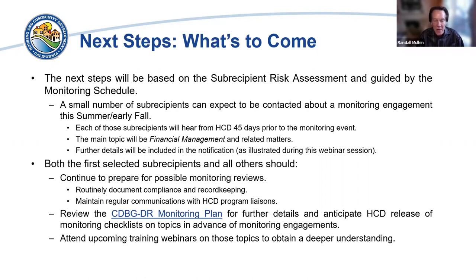As Jared mentioned, there are questions that will come up in the financial management review checklist that trigger looking at national objectives, eligible activities, and so forth. And there will be further details included with the notification, as I illustrated earlier. Both those first selected subrecipients and others should continue to prepare for possible monitoring reviews that will continue in 2023. And we would urge you to routinely document compliance record keeping. Follow Jared's tips of looking at the checklist. We want to get you to yes, which means no finding or concern.